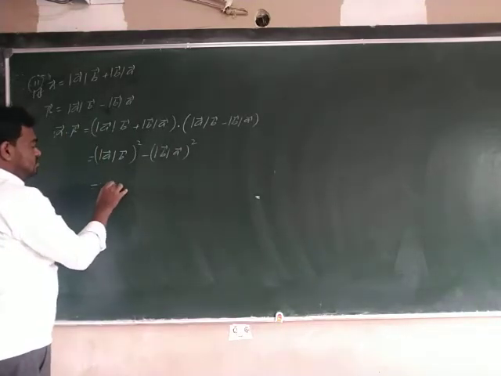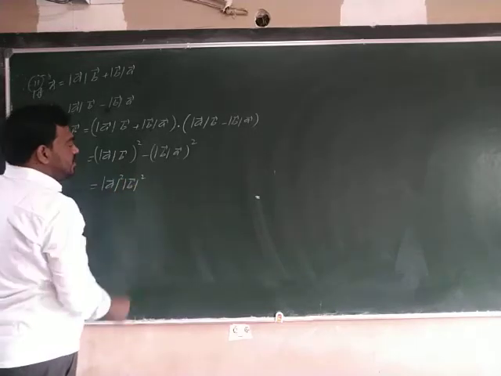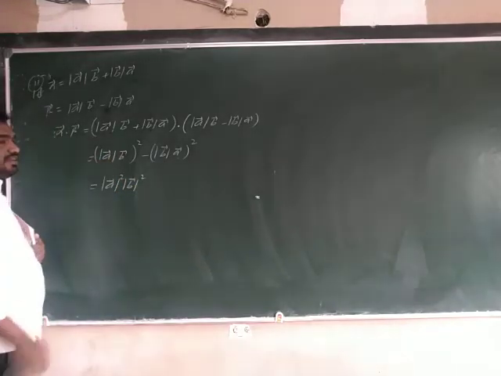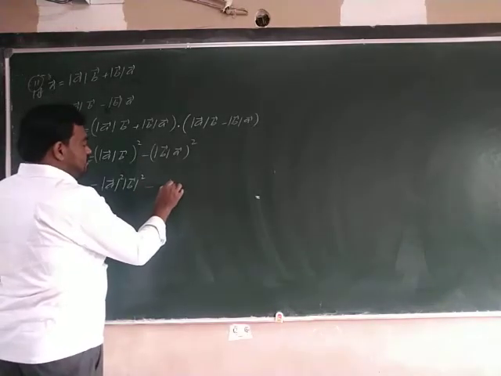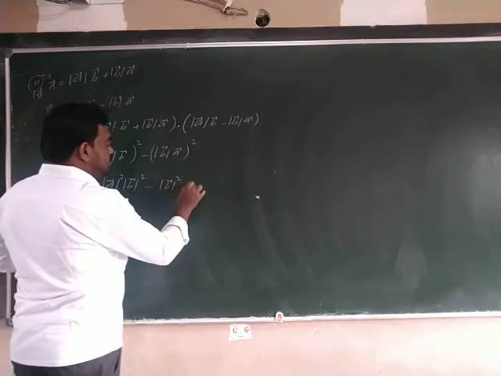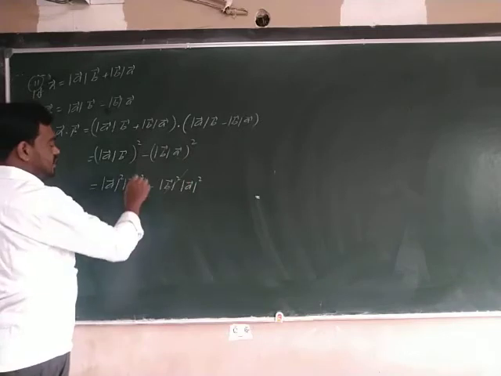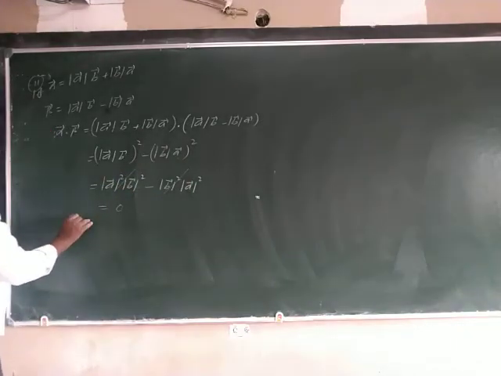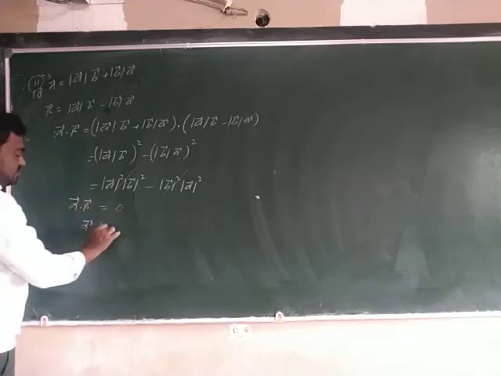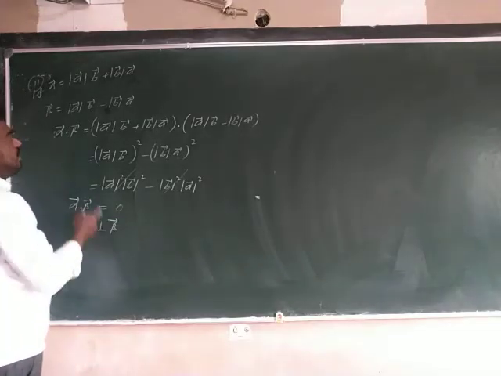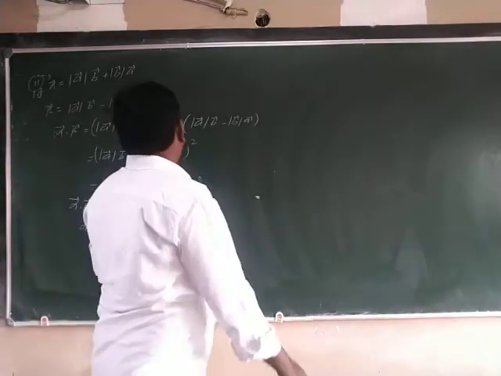This is equal to magnitude of A square into magnitude of B square, minus magnitude of B square into magnitude of A square. These are cancelled. This is equal to 0. So alpha dot beta is equal to 0, which means alpha is perpendicular to beta. What are alpha and beta? The given vectors. So the given vectors are perpendicular to each other.